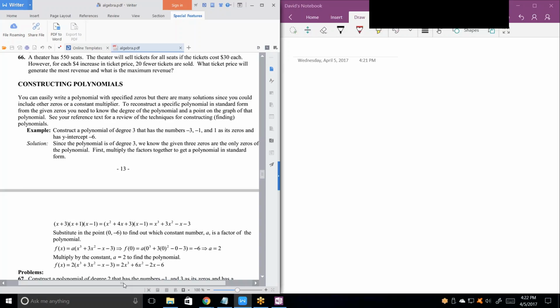Well, if you do that with this question, this is kind of a level 2 word problem. In other words, one would be tempted to say, what ticket price will generate the most revenue and what is the maximum revenue? Well, right off the get-go, I would say, well, let's let x be the ticket price. But that's not the way this is going to solve nicely.